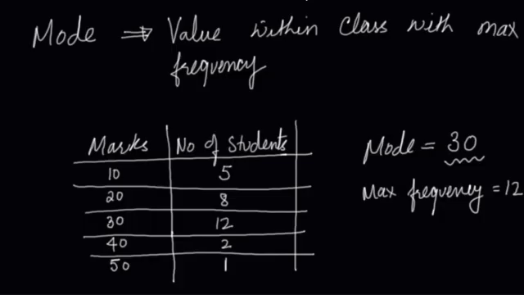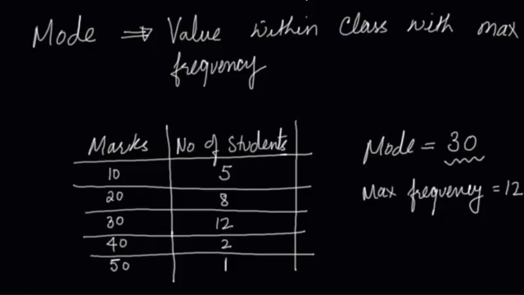Hi guys, we're going to quickly see the formula for mode in statistics. It happens to be a very difficult formula and many students have struggled to memorize it. My intention is not to help you memorize, but to explain how that formula came about so that you don't have to memorize it.